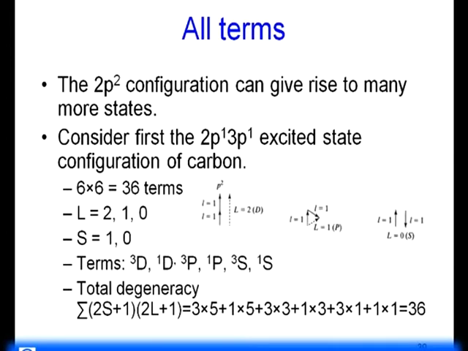Out of all the terms which have the same multiplicity, the one with the higher orbital multiplicity will be lower in energy. So out of all these states, the one with the highest orbital multiplicity is 3D, and so the ground state of carbon in this excited state should be equal to 3D.